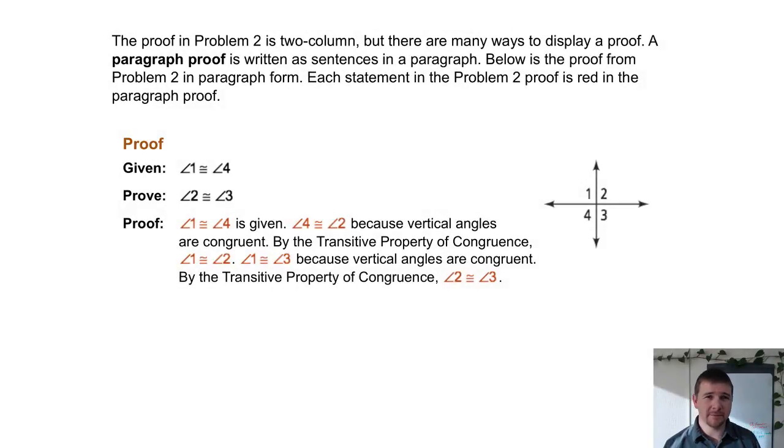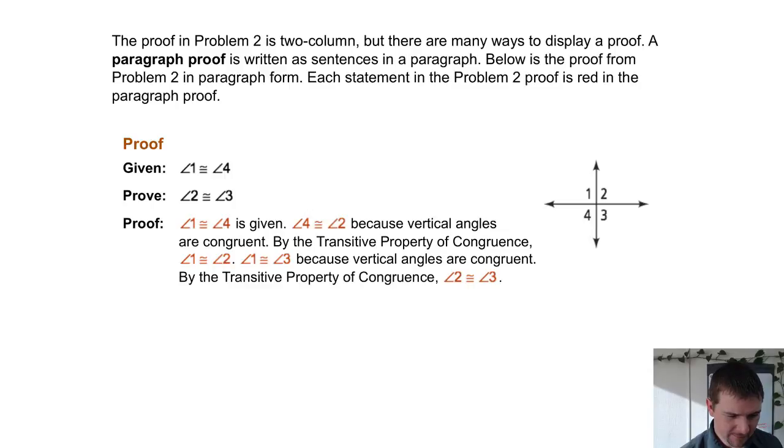And vocab, paragraph proof. The proof in problem 2 is a two-column proof, but there are many ways to display a proof. A paragraph proof is written as sentences in a paragraph. So once more, a paragraph proof is written as sentences in a paragraph. Below is the proof from problem 2, but in paragraph form.